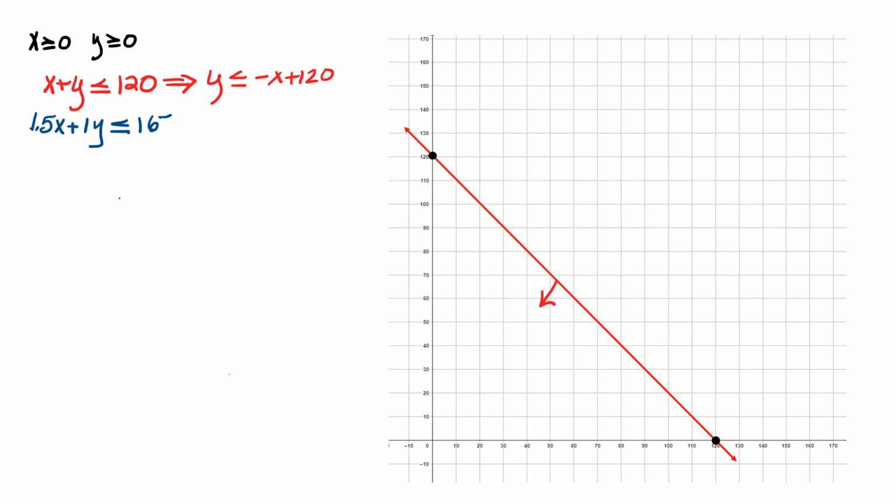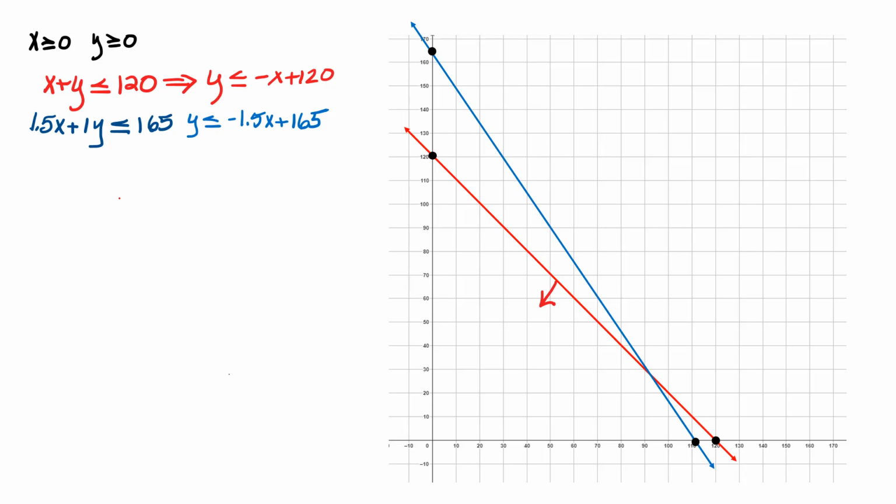It said 1.5 hours per wheat loaf and 1 hour per cheese loaf. So 1.5 times x plus 1y has to be less than or equal to 165 hours in the oven total. And so that line, if we solve for y, we're going to have negative 1.5x plus 165. So our y-intercept is going to be 165 and our slope is negative 1.5. So here is what that line is going to look like.